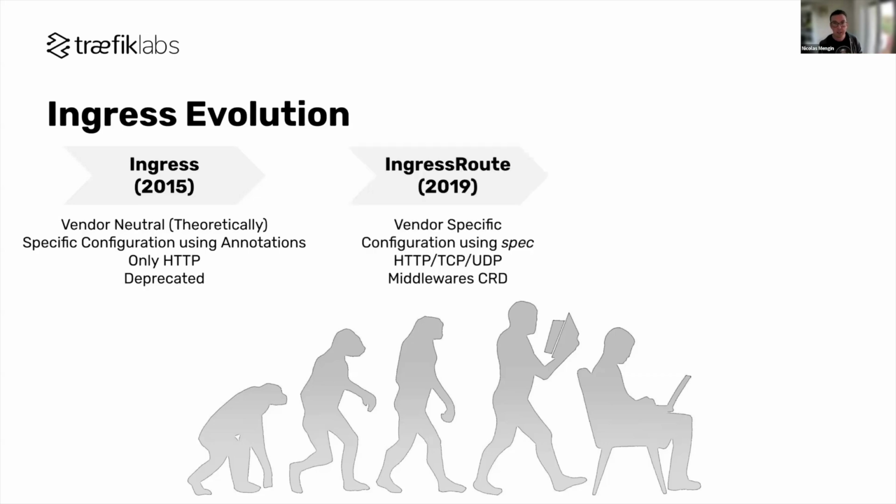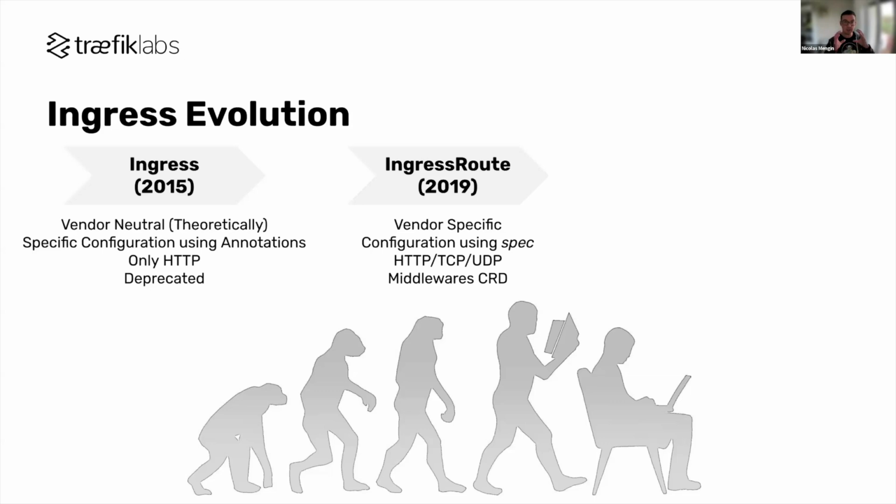That's why in 2019, we wrote our own specification, our own CRD, the ingress routes. It allowed us to bring support for TCP and UDP on top of HTTP, to create our own middleware object to ease the maintenance.